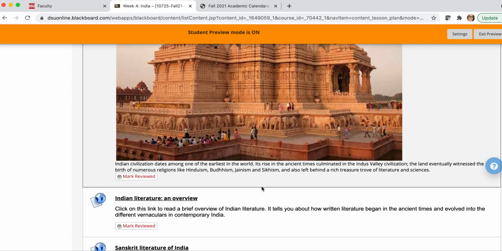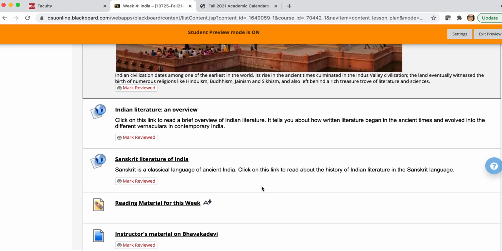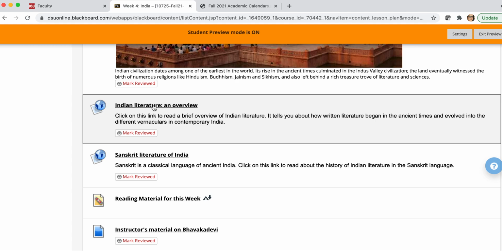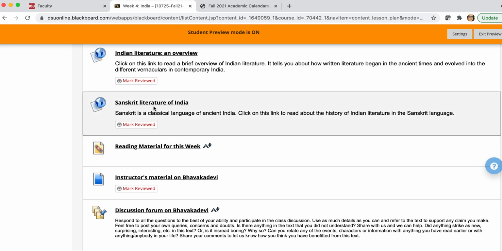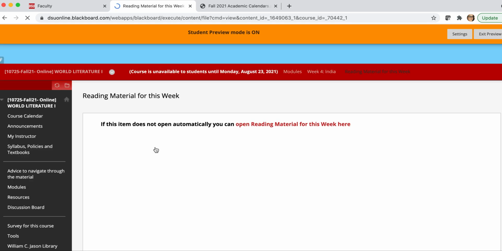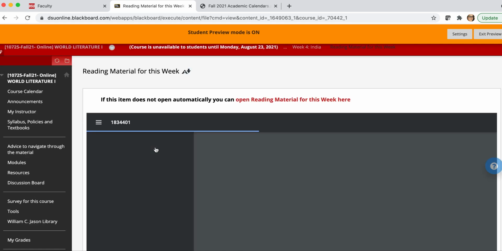So here's some more background information. This is not on the quiz, but it's an important way to help you understand the text that you're reading. And so this is an overview of Indian literature and then Sanskrit literature, which Sanskrit is a very important language in the history of India. And here we have the reading material. So for this week, my reading is right here.